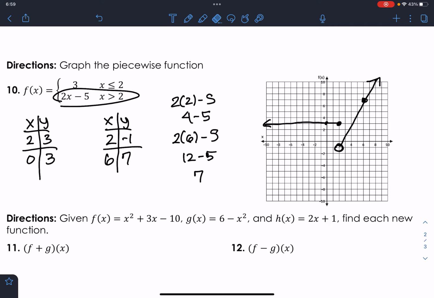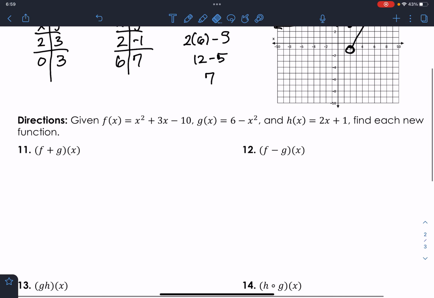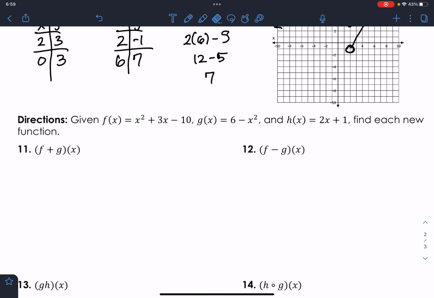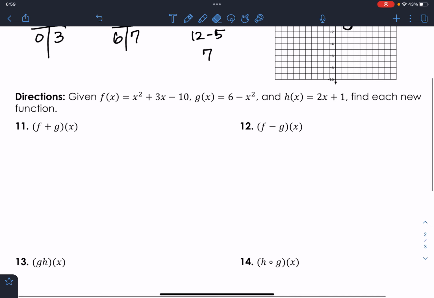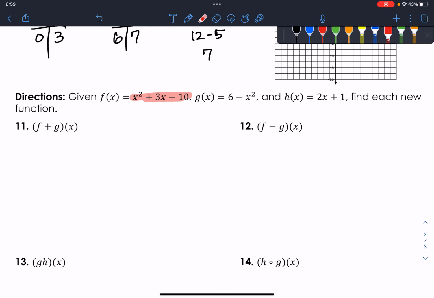Now for the last 6 functions, this has to do with lessons 113 and 114, function operations and compositions. So on number 11, we're adding just simply f and g. Well, f is this function here, and g is this one. So we're going to add these two functions together.